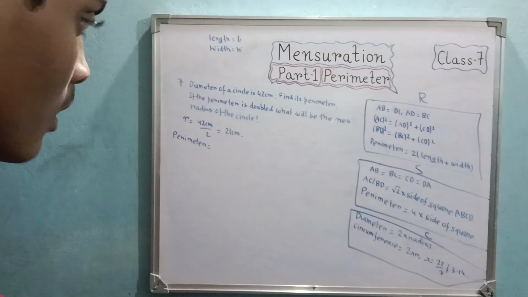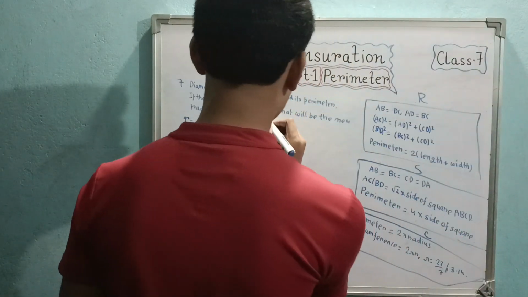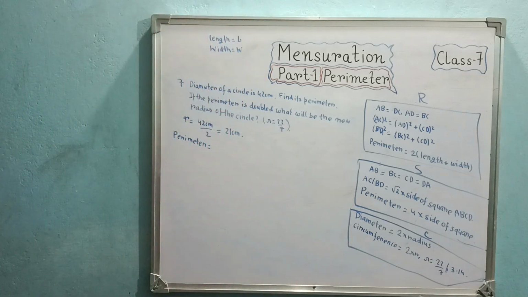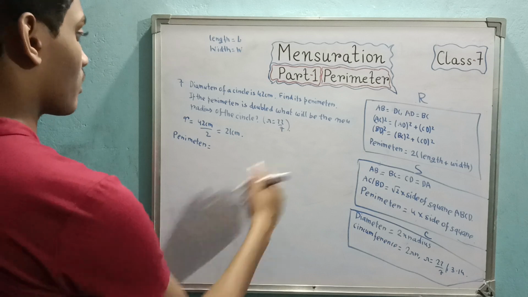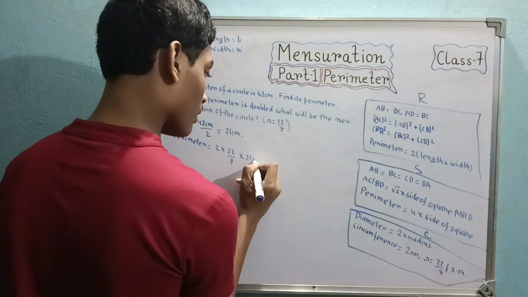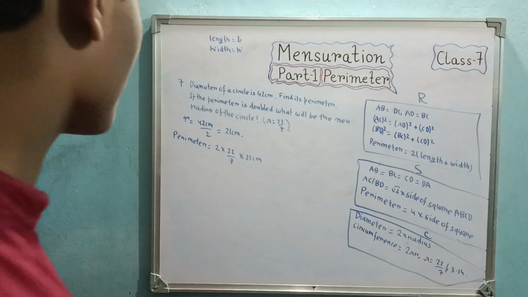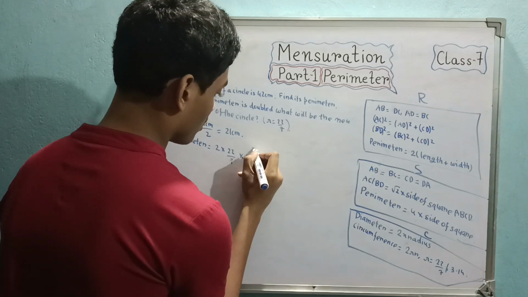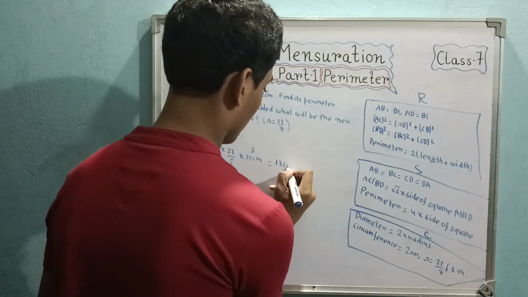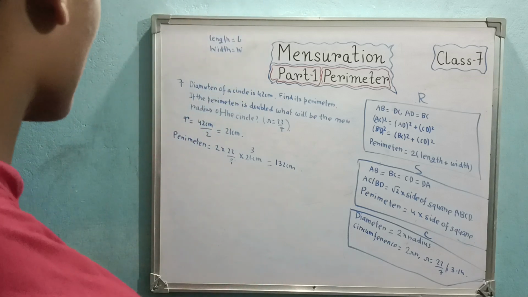It is 2 pi r for a circle. Pi's value, was it given? Okay, yes, pi's value I forgot to write. Pi equal to 22 by 7 they have given in the question. So perimeter equal to 2 pi r, 2 into 22 by 7 into 21 centimeter. Let's do a little simplification. 2 into 22 is 44, into 3, 132 centimeter. Got out the perimeter by taking out the radius from the diameter.